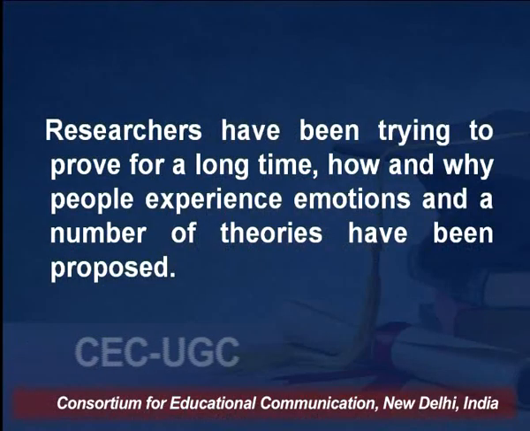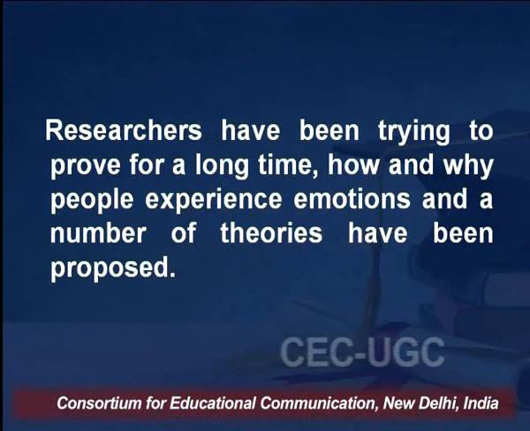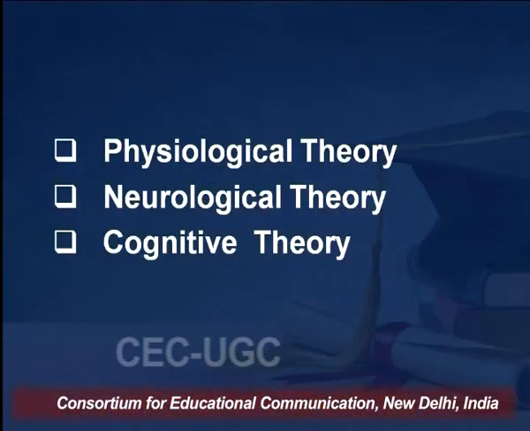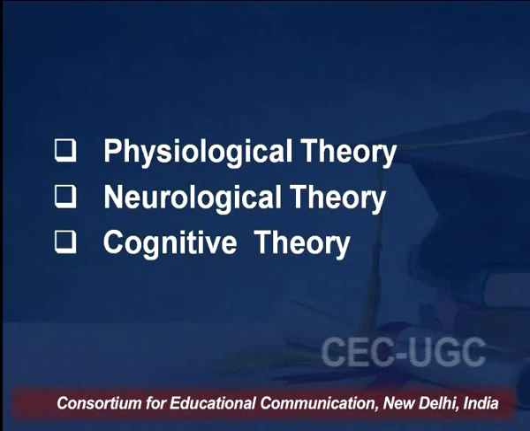Researchers have been trying to prove for a long time how and why people experience emotions, and a number of theories have been proposed. A few of these theories we'll discuss in this session. There are different categories: physiological theory, neurological theory, and cognitive theory. We will discuss a few of them to make it clear how emotions occur and what the opinions and views of the different researchers are.